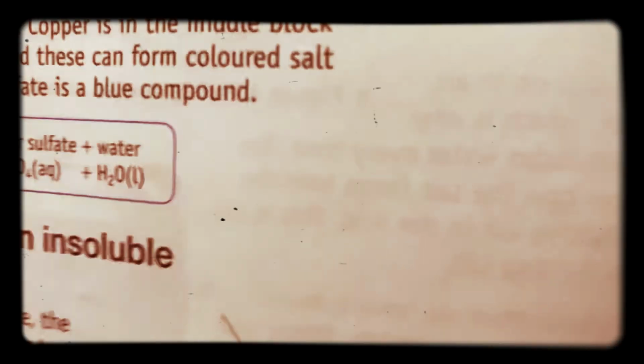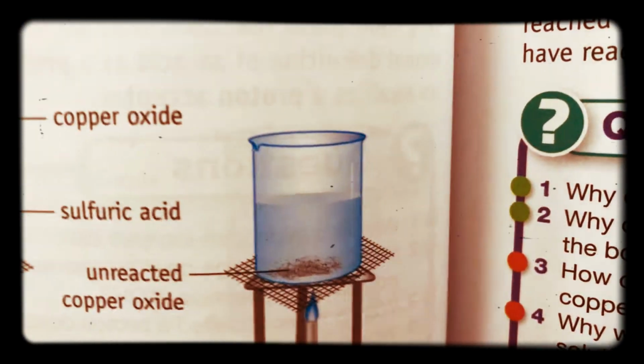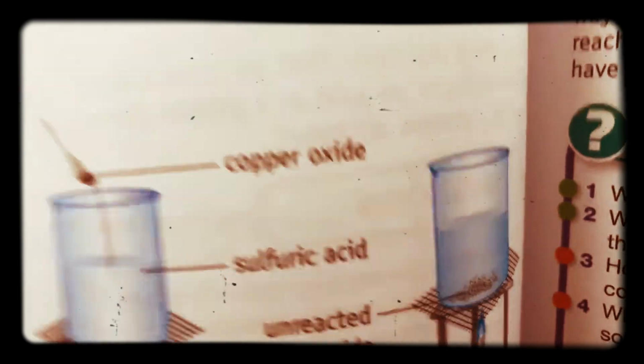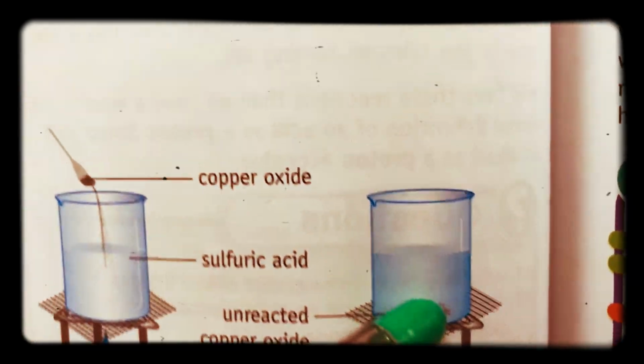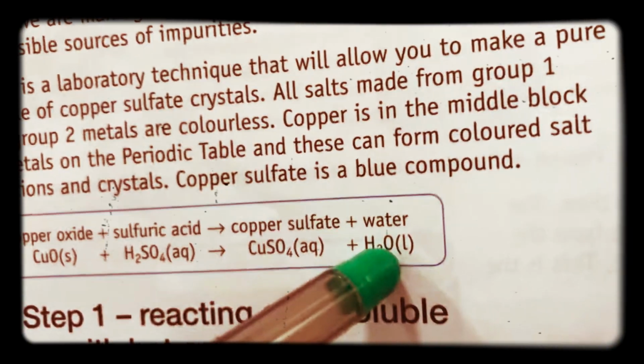So we've got this black powder. Now what we want to do is separate out this black powder. If we separate it out, all we will be left with is copper sulfate and water. Okay?